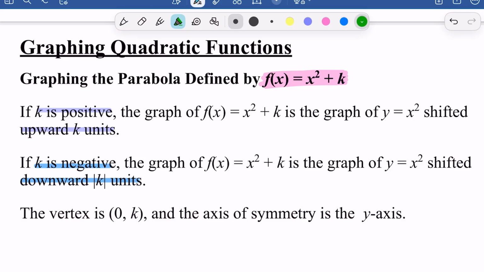The vertex is going to be 0, k. So in our parent function, y equals x squared, that vertex was at 0, 0. But when it shifts up or down, that vertex is going to change based on that k value. The axis of symmetry is not going to change. It's still going to be the y-axis, so it's still going to fall at x equals 0.